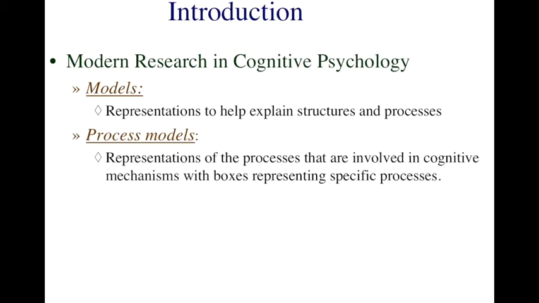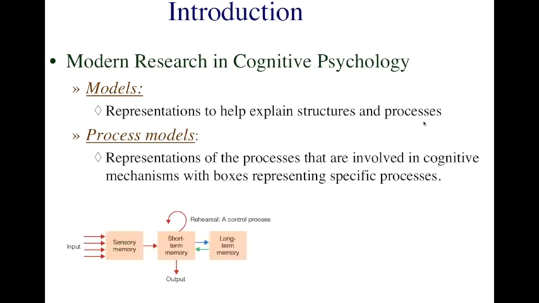Process models we can define as representations of the processes that are involved in cognitive mechanisms, where we use boxes to represent specific processes. So for example, your textbook uses Atkinson and Shiffrin's 1969 modal model of memory as an example. Here we can see that there is a flow of processing that starts and passes through 3 different memory systems. The first memory system is called sensory memory. It's just a buffer that holds sensory information for a brief period of time while we get ready to process it.